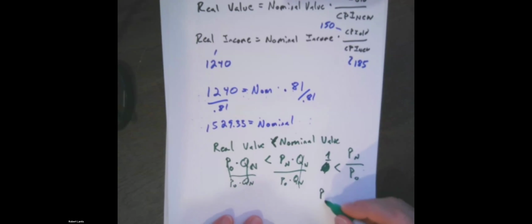Which would mean that, oh, sorry, not greater than zero. Someone should have called me out on that. Anything divided by itself is one, right? And so if this fraction is greater than one, what must be true? My new prices are greater than my old prices, or we have inflation. Okay.